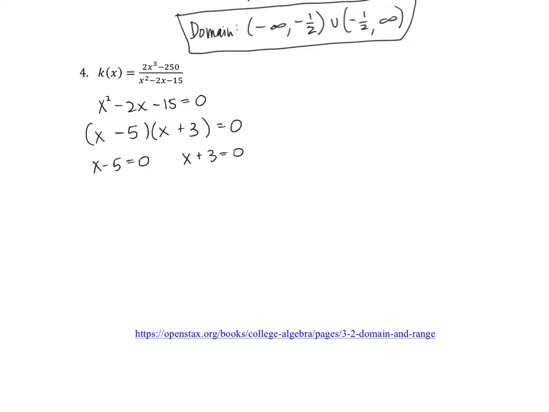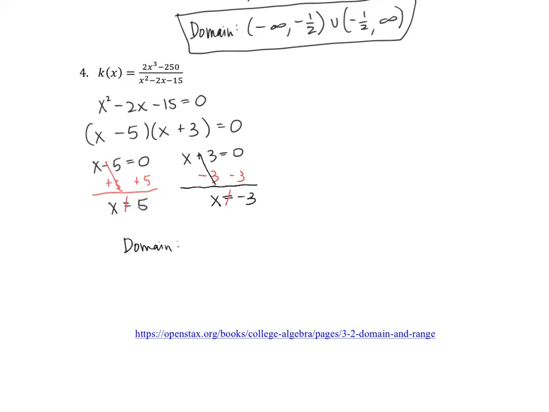If you didn't realize until now, we're going to have two answers here. That means we have two things that x cannot be in this case, because we had a quadratic in the denominator. So x cannot be 5 and x cannot be negative 3. We need to leave out both of those from our interval notation.